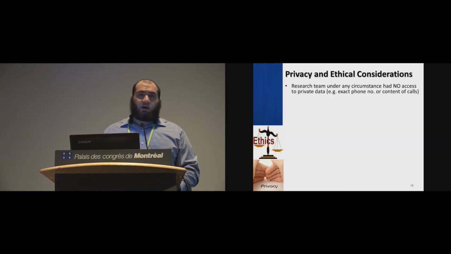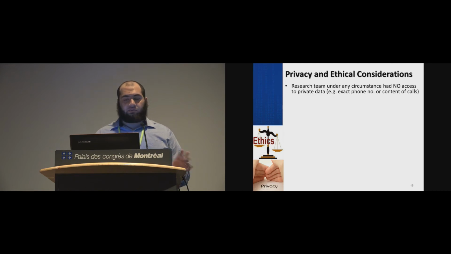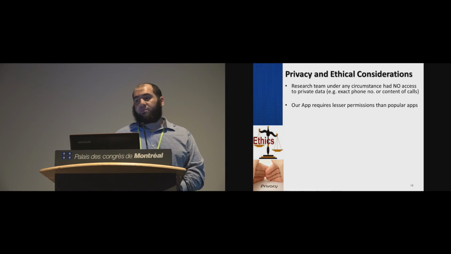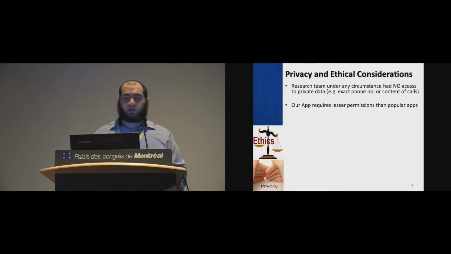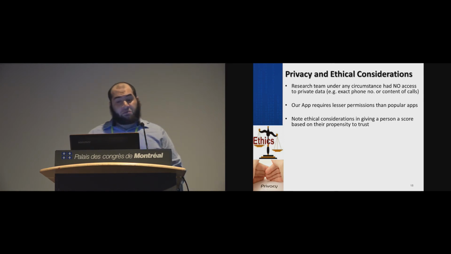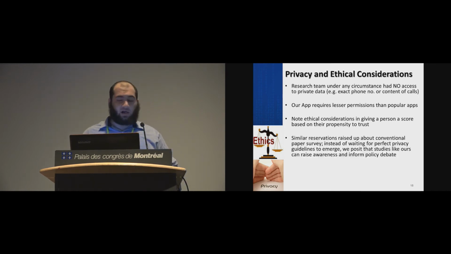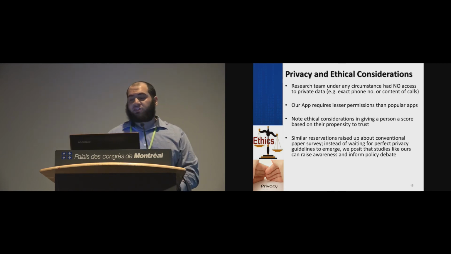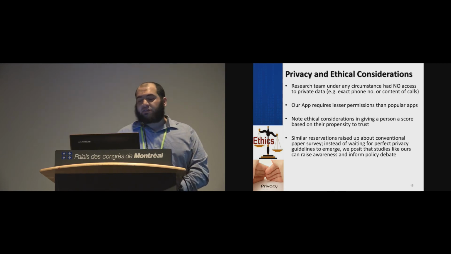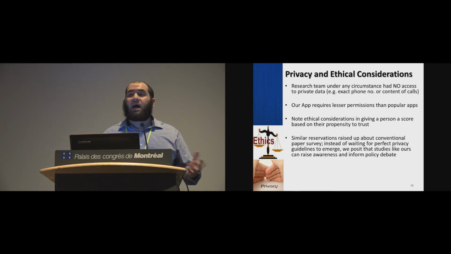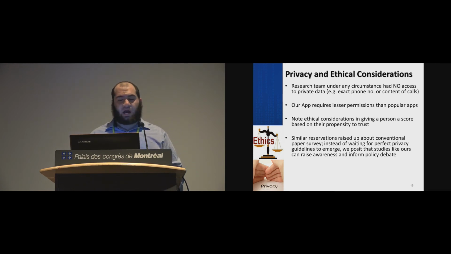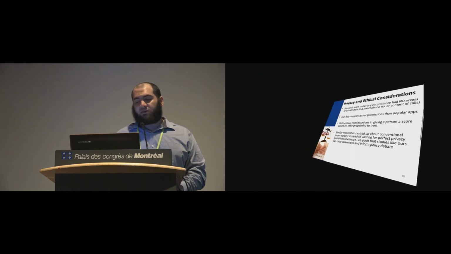Finally, let's very quickly talk about the privacy and ethical considerations. Our research team at any time had no access to private data of the participants. Our application requires fewer permissions than popular applications freely and widely used by people. We note the ethical consideration in giving a person a score based on their propensity to trust. However, history repeats itself. Similar reservations have been raised about conventional paper surveys, and instead of waiting for perfect privacy guidelines to emerge, we posit that studies like ours can raise awareness and inform policy debate.